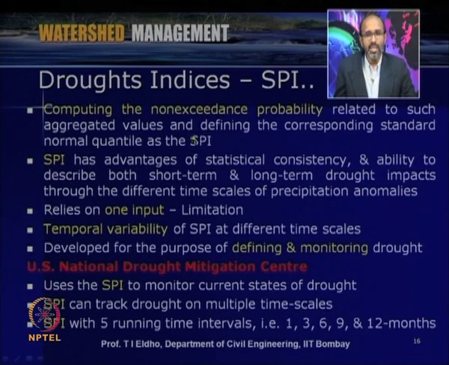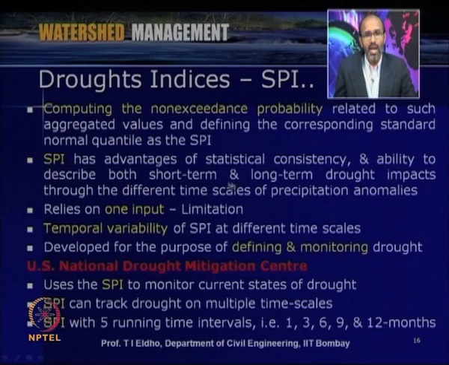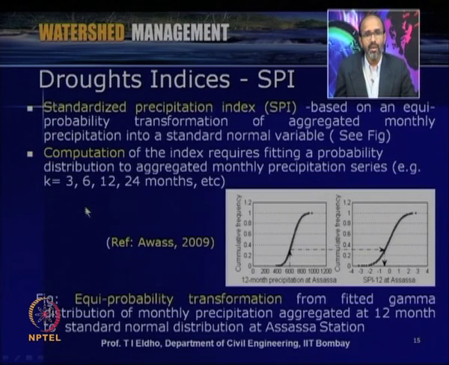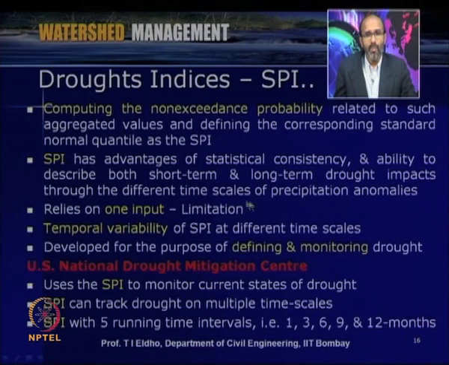So, the advantage of SPI is that only one parameter is there. There is statistical consistency and the ability to describe both short term and long term drought impacts through the different time scales of precipitation anomalies, as we discussed, with respect to 3 months, 6 months, 12 months or 24 months. The limitation is that this is based only on precipitation. So, that is one of the main limitations, and the temporal variability of SPI at different time scales we can identify, and this SPI was developed for the purpose of defining and monitoring drought.